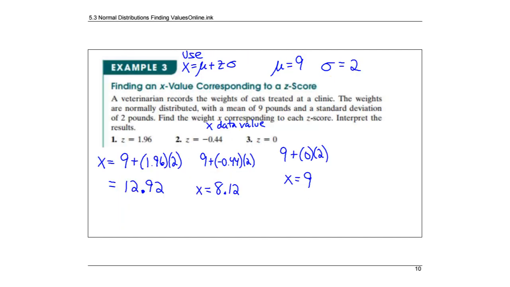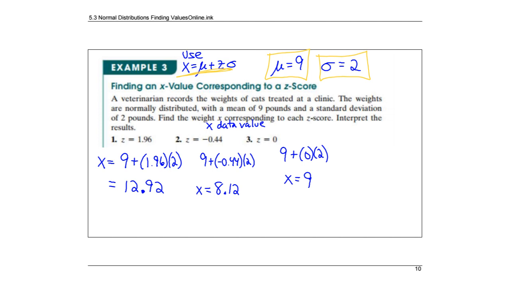All right, so let's look at this problem. We've got a veterinarian who records all of the weights of the cats treated at his clinic. The weights are normally distributed, which is great. That means we can use the calculator normal if we need it. We also can use our formula here. The veterinarian tells us that the mean is equal to 9, and the standard deviation is equal to 2. So of all the cats that he treats, the mean weight is 9 pounds, and then it varies by 2 pounds, the standard deviation.